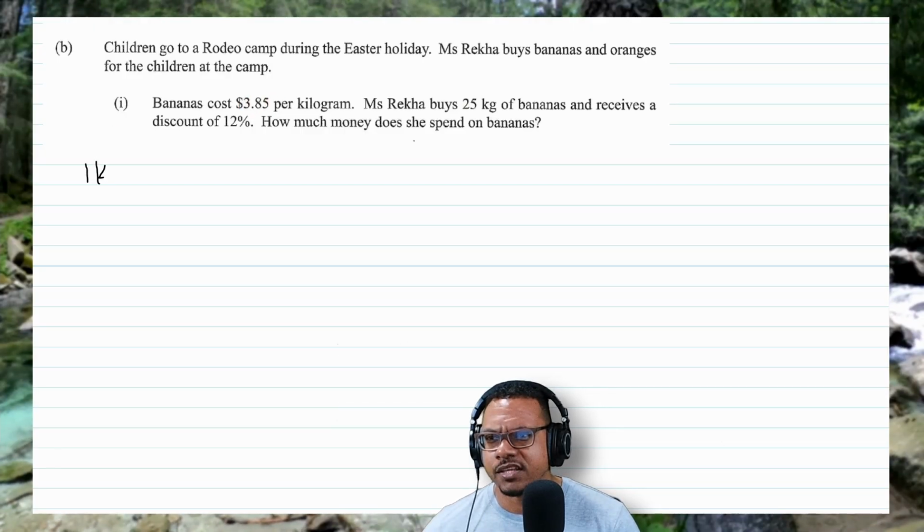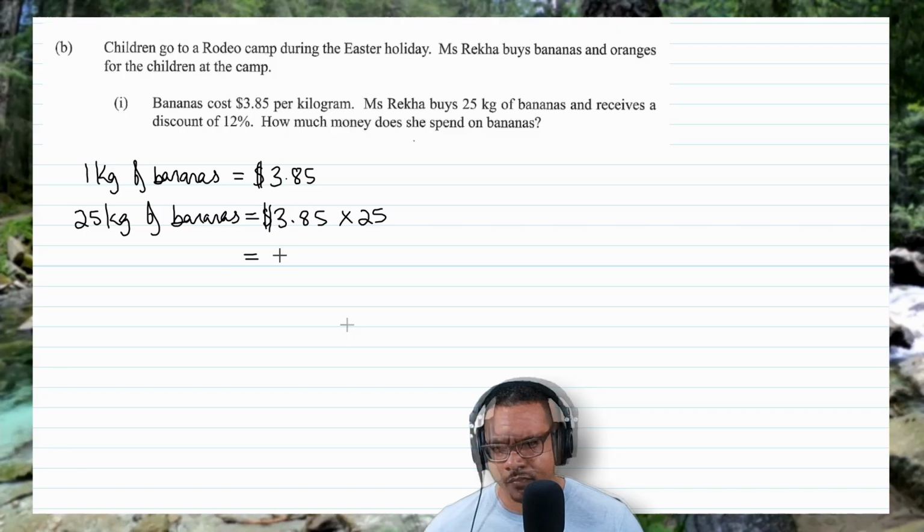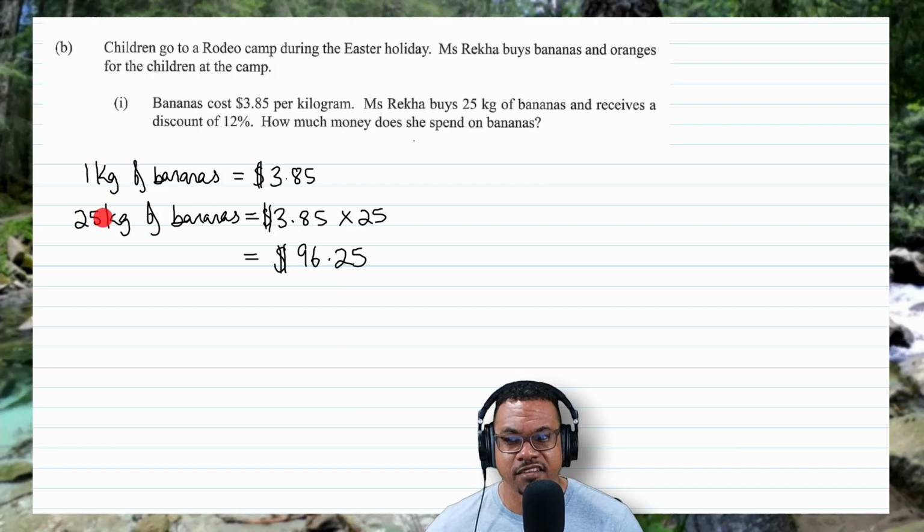So 1 kg of bananas is equal to $3.85. So 25 kg of bananas is equal to $3.85 multiplied by 25. So that'll be equal to $96.25. Now this is the cost of the 25 kgs of bananas. Now they're saying that she received a 12% discount. So now we'll have to find 12% of this and take it away from the 96.25.